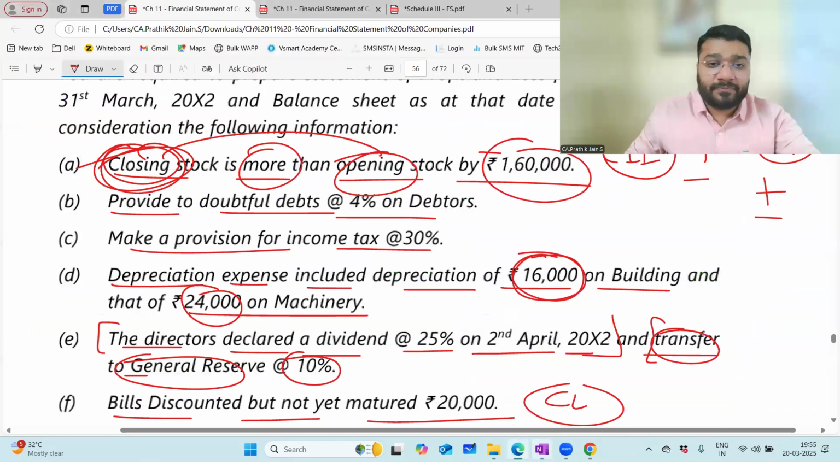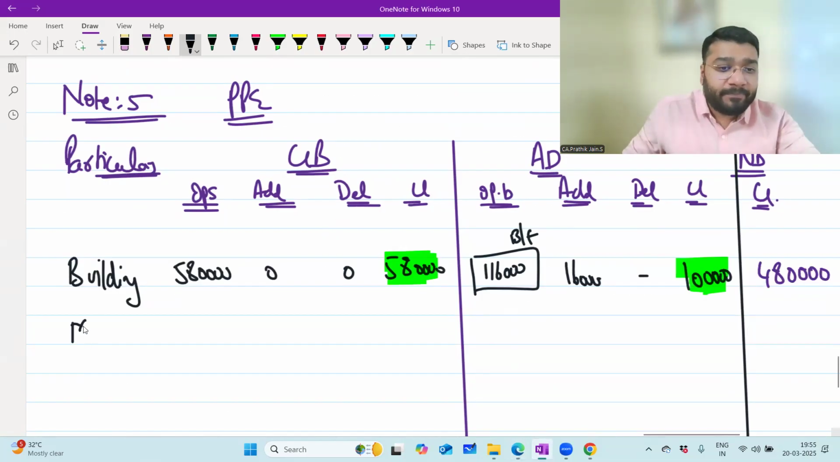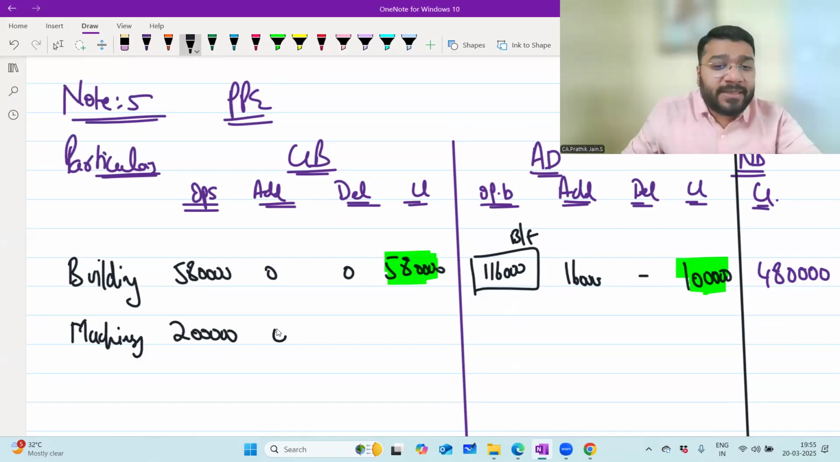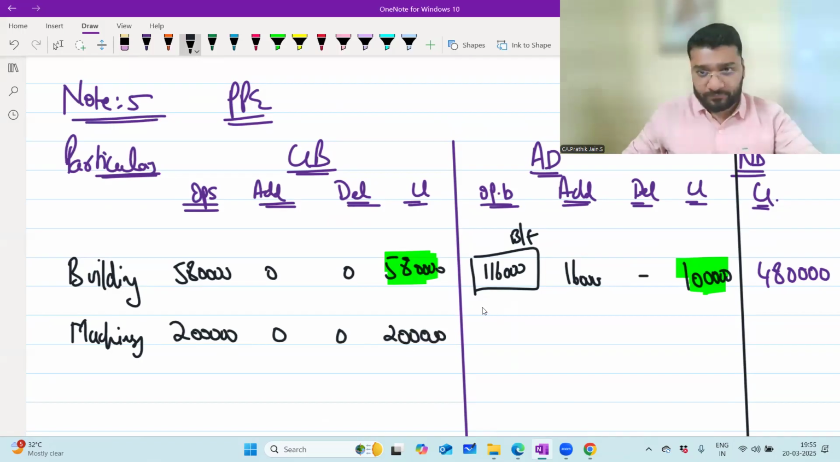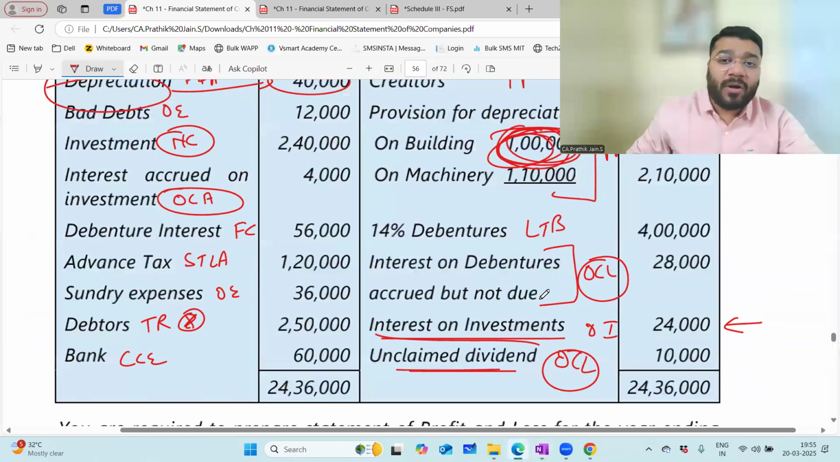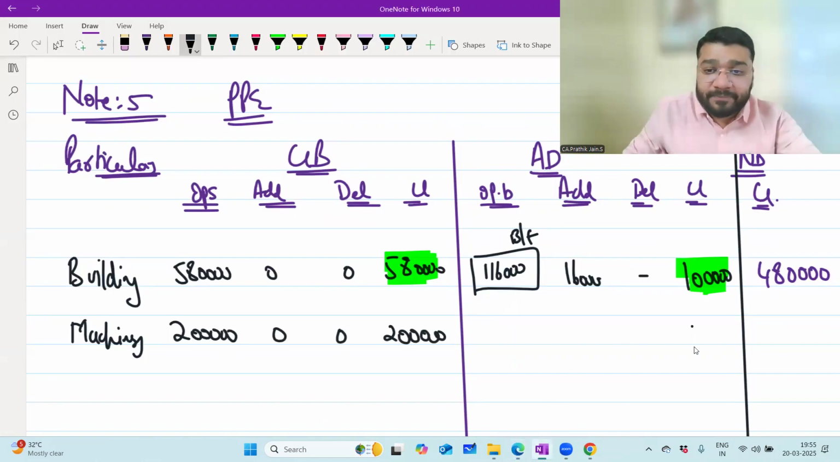Next item. Machinery. What is the opening balance in the trial balance? Machinery. 2 lakh. Any new machinery purchased? No. Anything sold? No. So gross block, closing balance of the ledger is 2 lakh. What is the closing accumulated depreciation on machinery? 1 lakh 10,000 given. Deletion.